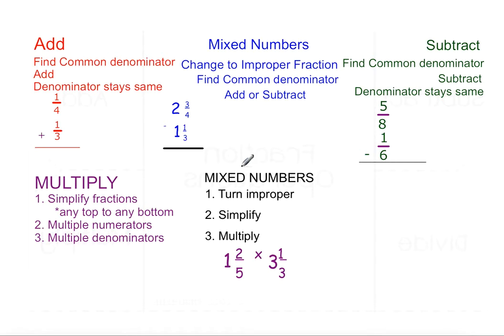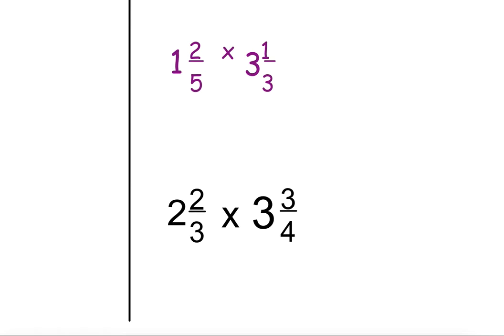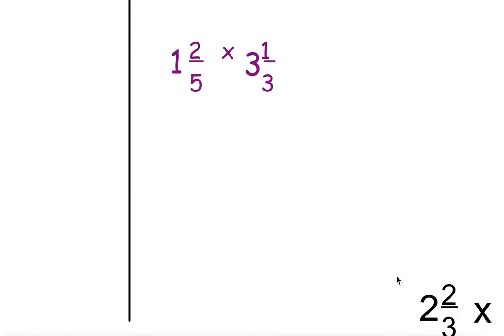So let's get out our flip chart. Let's write again mixed numbers in the middle. When you are multiplying, you turn into an improper fraction, then you simplify, and then you multiply. So let's write 1 and 2/5 times 3 and 1/3. Just because of space, I'm going to turn here. All right, so let's turn it improper.